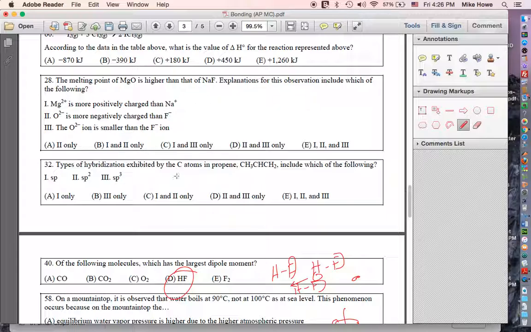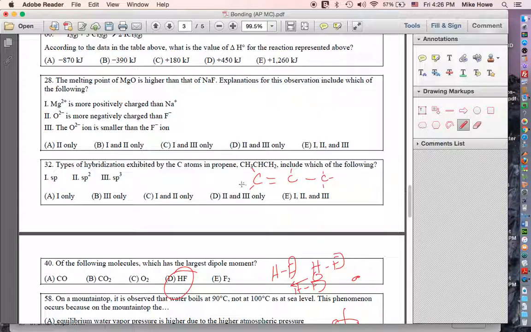All right. Types of hybridization by the carbon atoms in propene include which of the following? So let's draw propene. Remember, propene would have a C double bond because it's an alkene, not an alkane. Remember back to the organic chemistry. And it would look like this. These lines are hydrogen, so 3, 1, 2. So there's the 2 right here. Here's 1. That's this one, and then these 3.